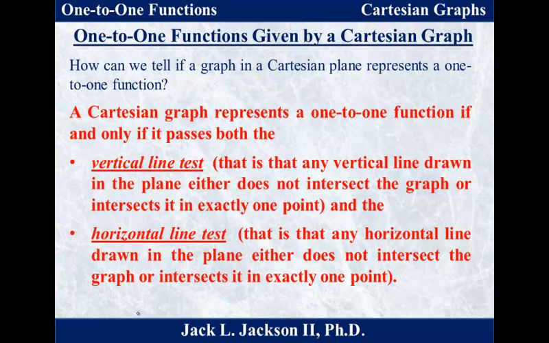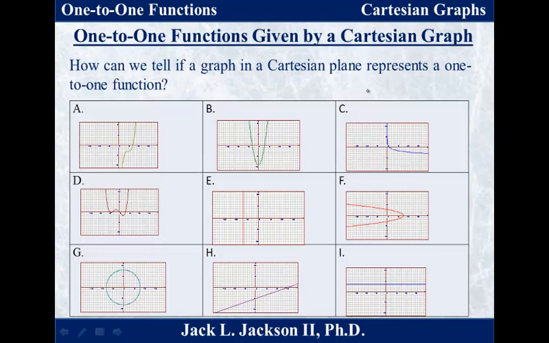Okay, so any horizontal line must touch it in exactly one point or not at all, and any vertical line must touch the graph in exactly one point or not at all. It has to pass both the vertical and the horizontal line test. Passing the horizontal line test alone does not make it a function. It has to pass the vertical line test to make it a function, and then pass the horizontal line test in addition to make it a one-to-one function. So check the vertical line test first, and then if it passes that, and only then, you can check the other one.